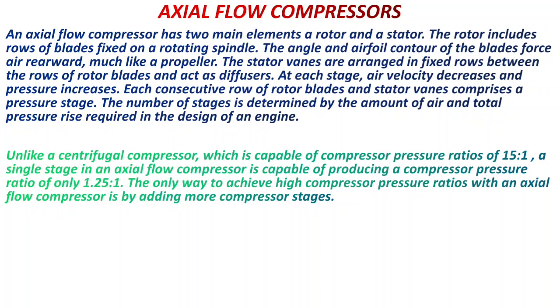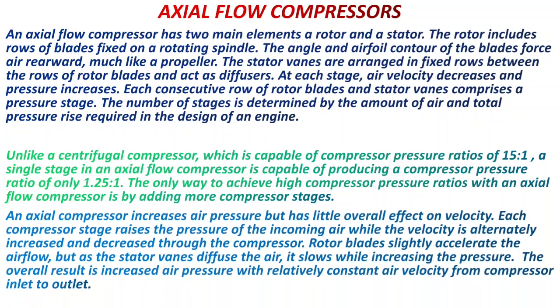Unlike a centrifugal compressor, which is capable of a compression pressure ratio of 15:1, a single stage in an axial flow compressor is capable of producing a compression pressure ratio of only 1.25:1. So the only way to achieve a high compression pressure ratio with an axial flow compressor is by adding more compressor stages. As we compare the centrifugal flow compressor with the axial flow compressor, the axial flow has a very low compression pressure ratio. So to achieve a high pressure ratio with an axial flow compressor, we have to increase the number of pressure stages.